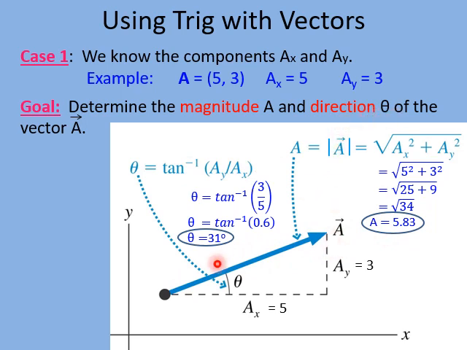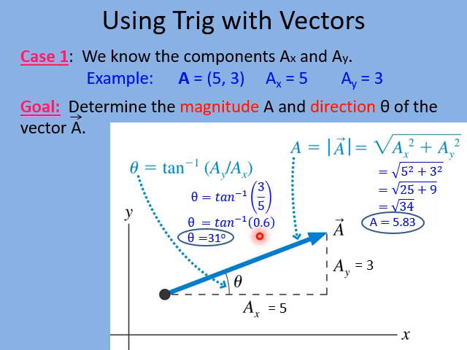To find the direction theta, we're going to use the fact that theta is equal to the inverse tangent of the opposite side, which is 3, divided by the adjacent side, which is 5. So we have theta is equal to inverse tangent of 3 over 5. 3 over 5, do that first, that's 0.6.